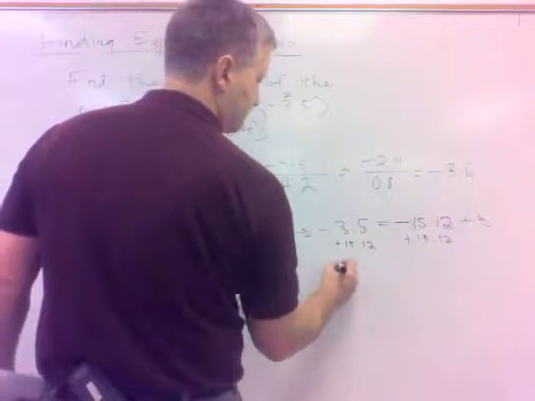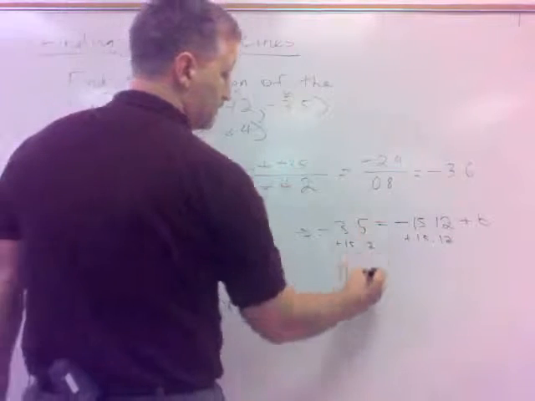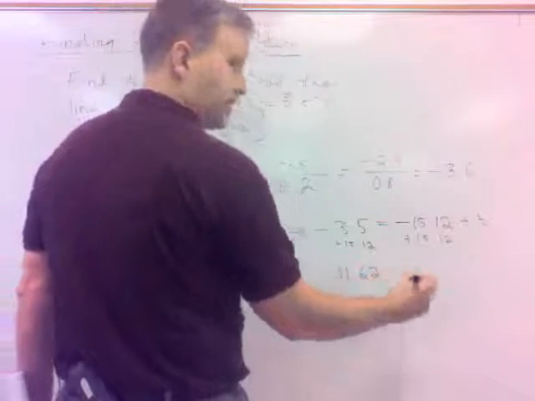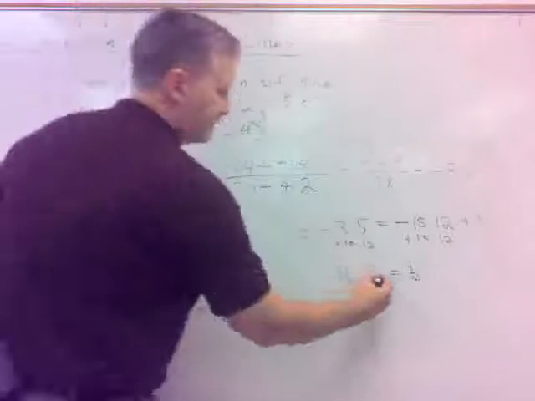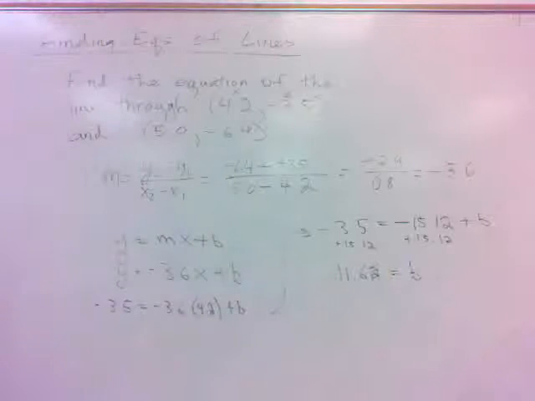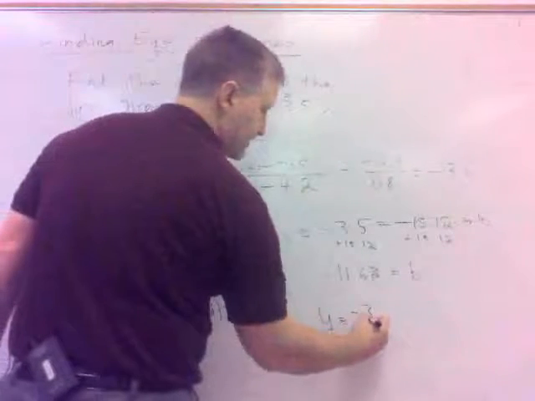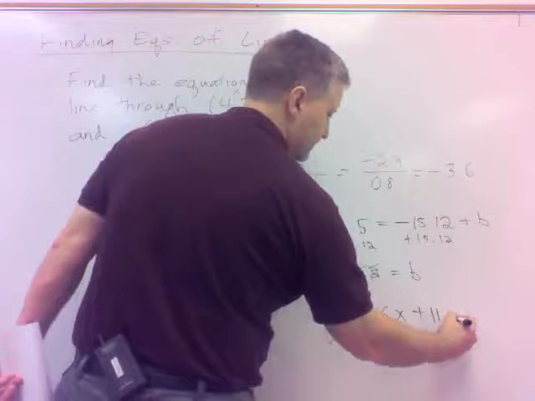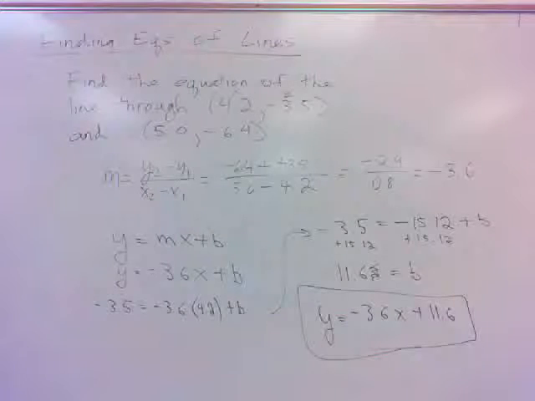Is that 11.62? Is that right? 11.62 is b. So let's just round that off to 11.6, one decimal place for both. Okay, so the equation would be y equals negative 3.6x, since m is negative 3.6, plus 11.6 as my b. All right? With me on that?